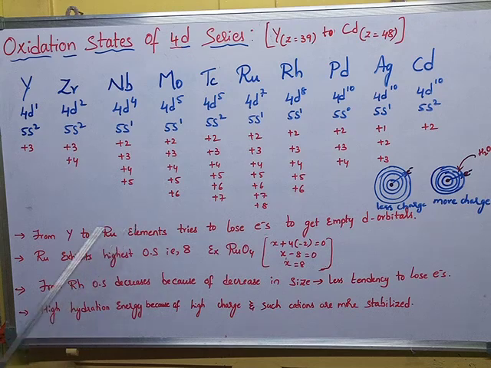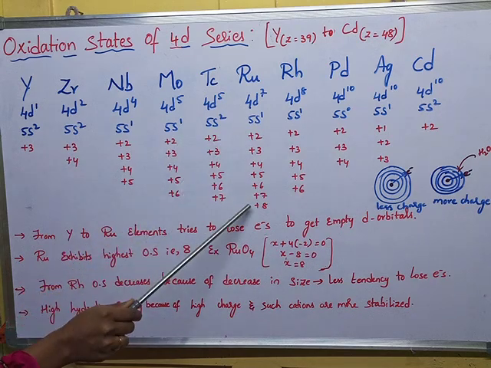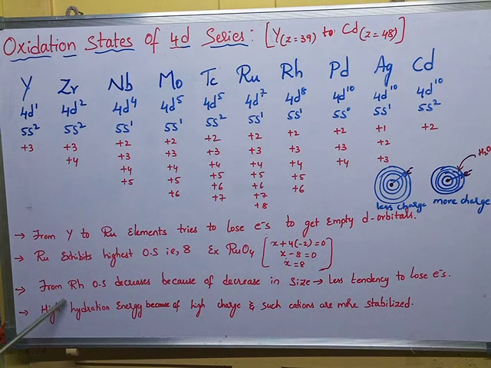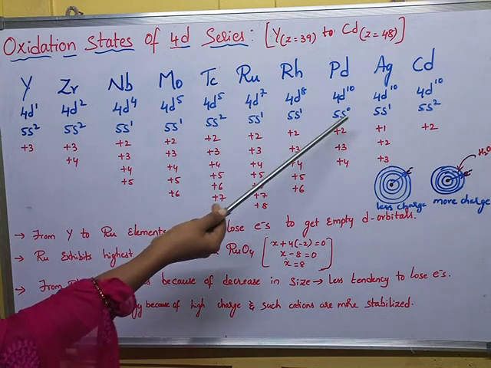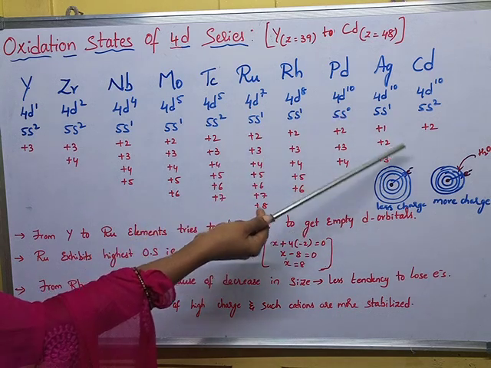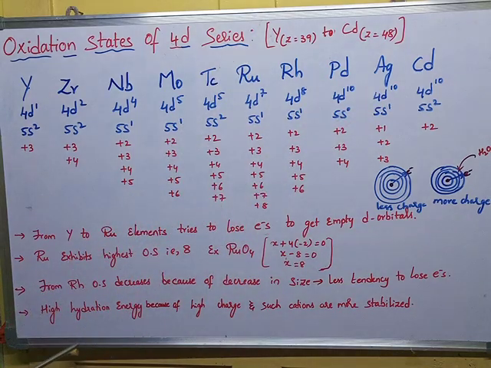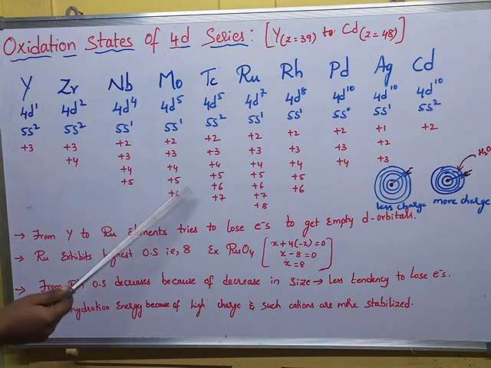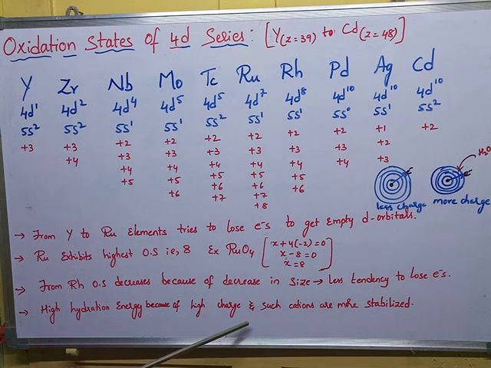Okay, now ruthenium exhibits the highest oxidation state, that we have already discussed. Rhodium onwards, oxidation states decrease because of the decrease in the size of the element. Now here, elements of this series are more stable in the highest oxidation state when compared to 3d series. Why? Because they have high hydration energy. So high hydration energy means they are exhibiting highest oxidation states.